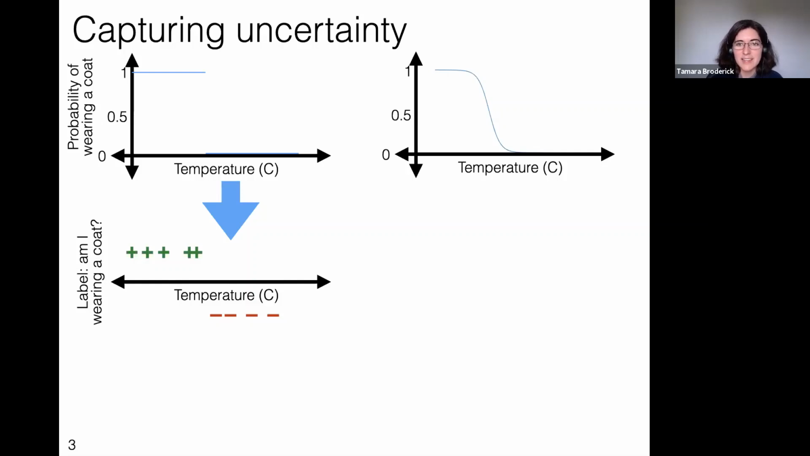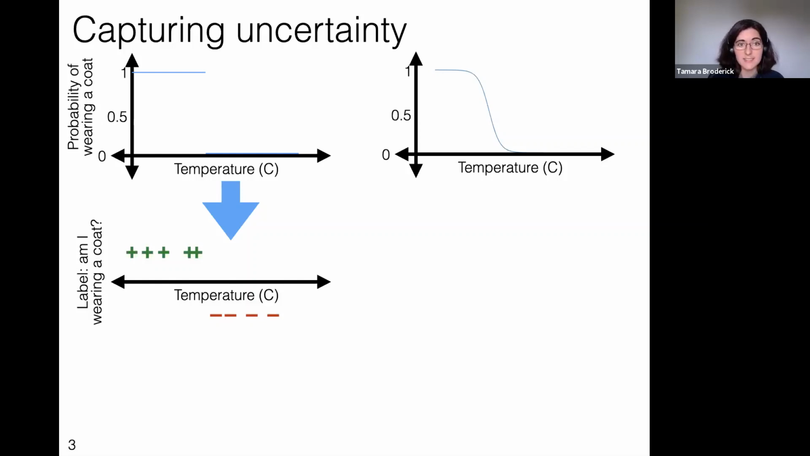But there's some range of temperatures, maybe somewhere around 15 degrees Celsius or so, where it's a little bit of a toss-up. And I'd like to say that my probability of wearing a coat is really between 0 and 1. Sometimes I will and sometimes I won't. And that varies smoothly across the temperatures. As the temperature increases, my probability of wearing a coat goes down until eventually it gets to be super hot and I'm definitely not wearing a coat.